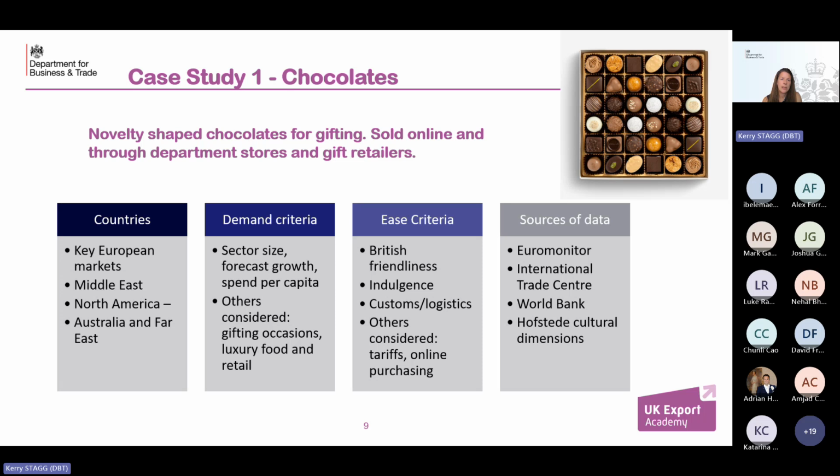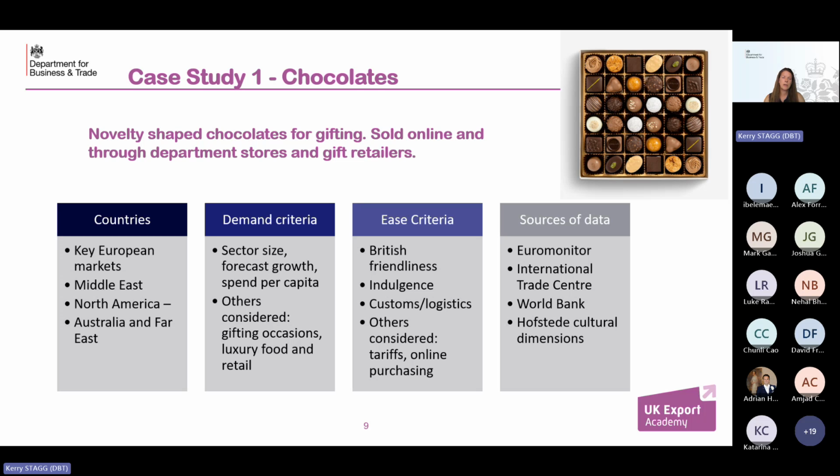And then in terms of the ease criteria, we looked at British friendliness because it's a British made product. We looked at the propensity for indulgence in those countries. So this is a sort of cultural aspect, which we got from this source called the Hofstede Cultural Dimensions, which is a really useful one for cultural comparisons between countries. And then also looked at customs and logistics as well, because they'd had some of those issues post-Brexit and were a little bit concerned that that might be a barrier.